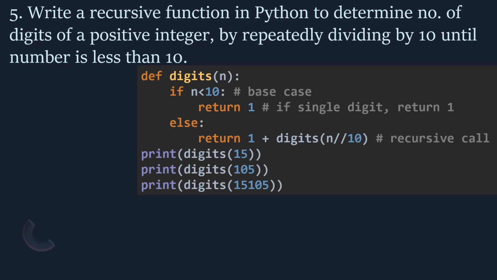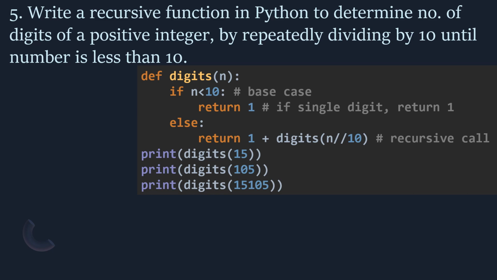Else it has to return 1 plus the digits function called recursively with the value n floor division 10. So what will happen when you divide n by 10: if it is a 3-digit number, then it will give you a 2-digit value excluding the value which is at the units place. Next time your digits function will be called with n floor division 10. Now again it will check if n is less than 10, it has to return 1, otherwise it will return 1 plus digits of n floor division 10.